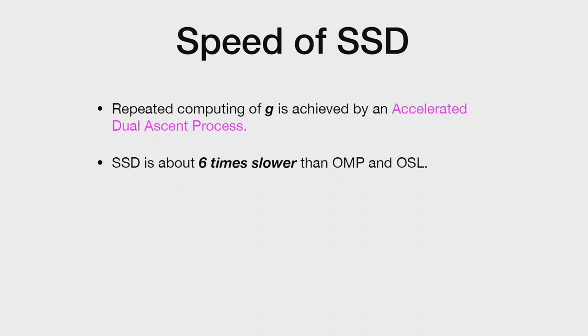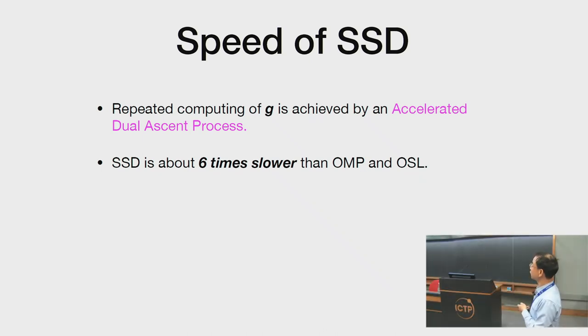And the speed of this SSD is comparable to OMP, because when we compute this G, we can repeatedly compute this G by this accelerated dual ascent process, or even by more advanced methods, for example, the ones the previous speaker has talked about. So the algorithm is about 6 times slower than OMP.